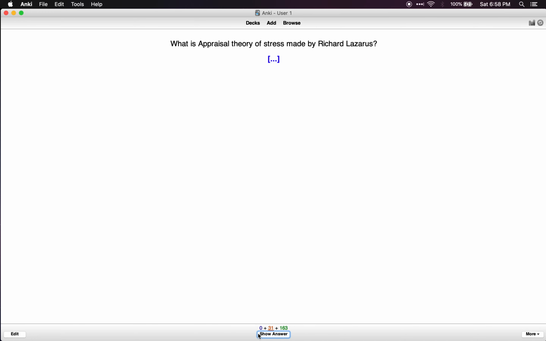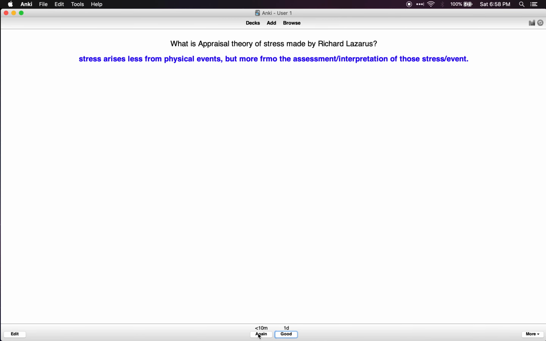Appraisal theory states that stress arises not from the stressful event itself, but from how we perceive the event and how we appraise or label it.